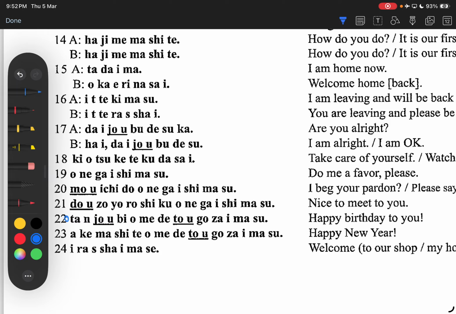Okay, next, number 23. 明けましておめでとうございます. So 明けまして comes from the word 明けます. 明けます means to open. So when we go into a new year, in English we say go into, in Japanese we say open up a new year. So it's like a happy new year lah.